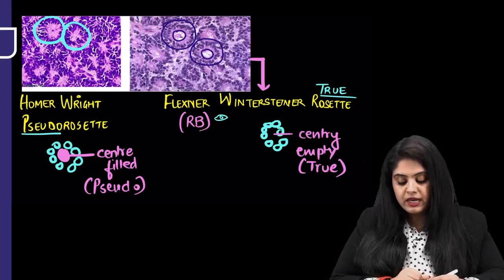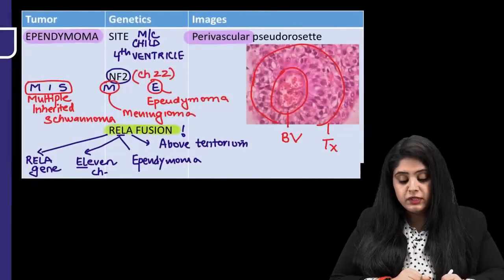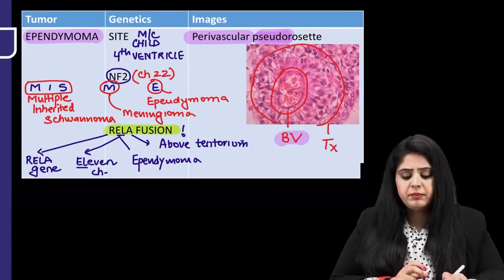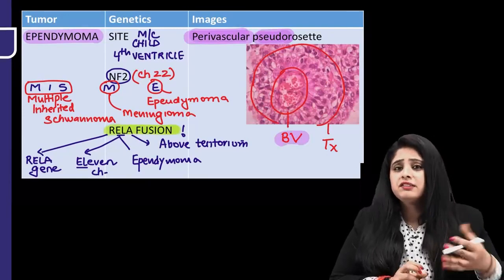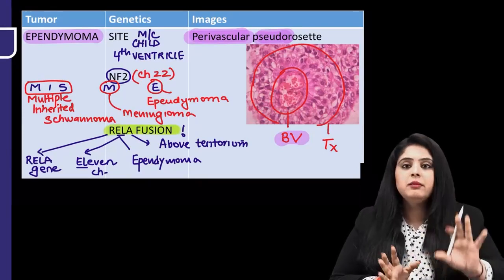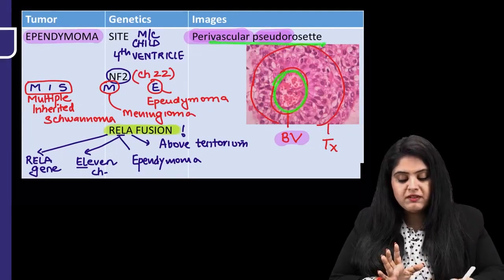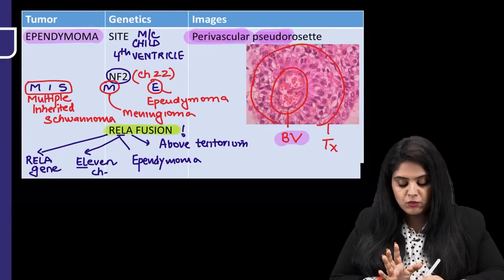A quick recap. Where did I teach you perivascular pseudo rosette? Look, here also I use the word pseudo. Why did I use the word pseudo? Something has to be filled in the center. What was filled in the center? Perivascular. In the center there was a blood vessel, so of course anything in the center, it's a bad thing, it's a fake thing. So in the center you had a blood vessel, so perivascular pseudo rosette is seen in ependymoma.